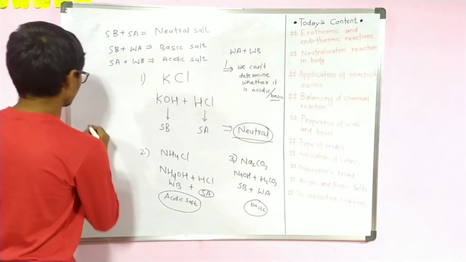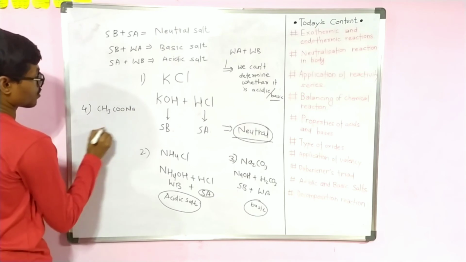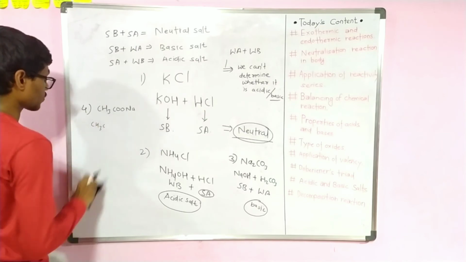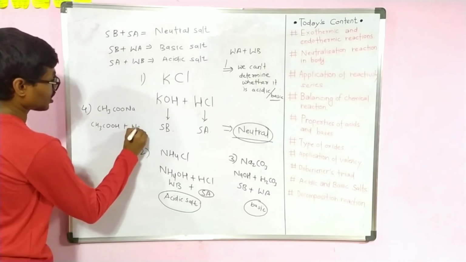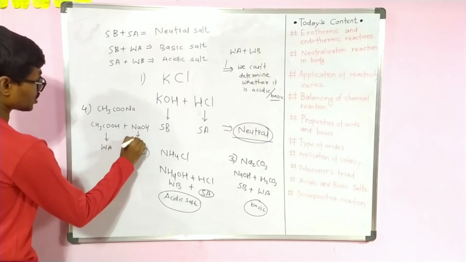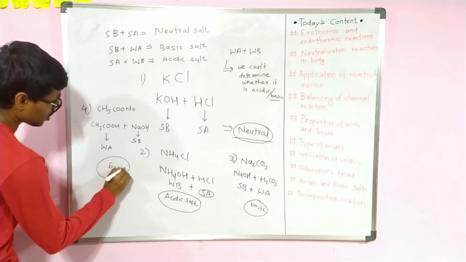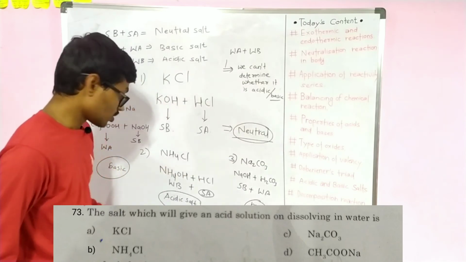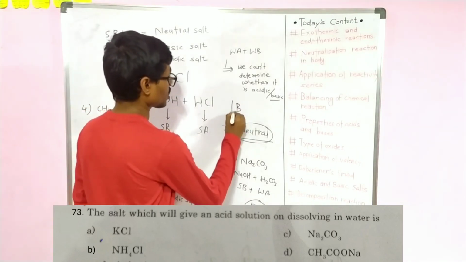Option D says CH3COONa. It comes from CH3COOH plus NaOH. CH3COOH is a weak acid and NaOH is a strong base. So base will dominate here and it also will be basic in nature. So they have asked which will be acidic. So acidic will be only NH4Cl. So the correct answer for this question should be option B.